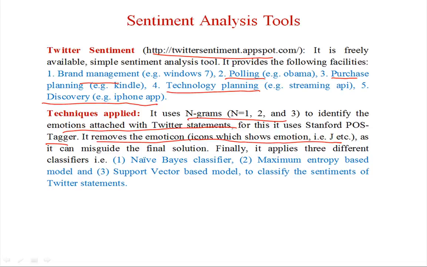after identification of n-grams, it removes the emotion attached with those n-grams, and after that it applies any of three classifiers, like the naive Bayes classifier, the maximum entropy based model, and the support vector machine, to classify the sentiments of the Twitter statements. Based on this classification record, it provides these 4-5 services.